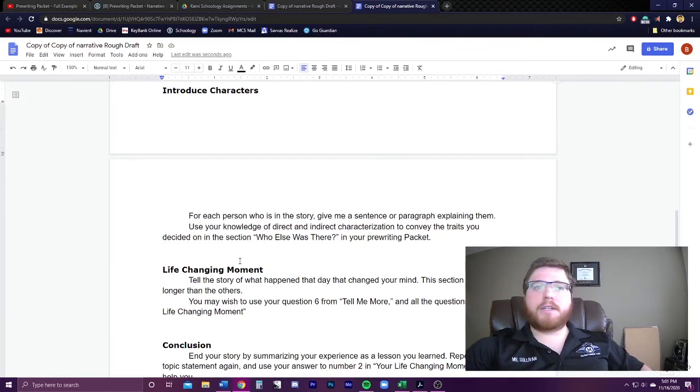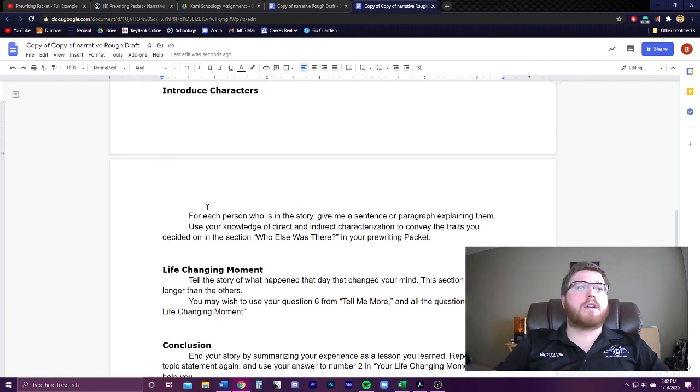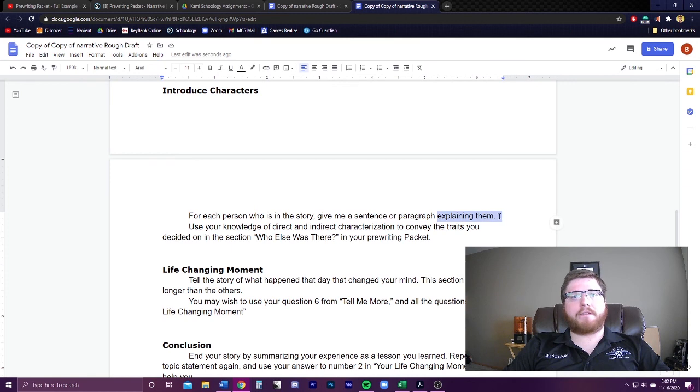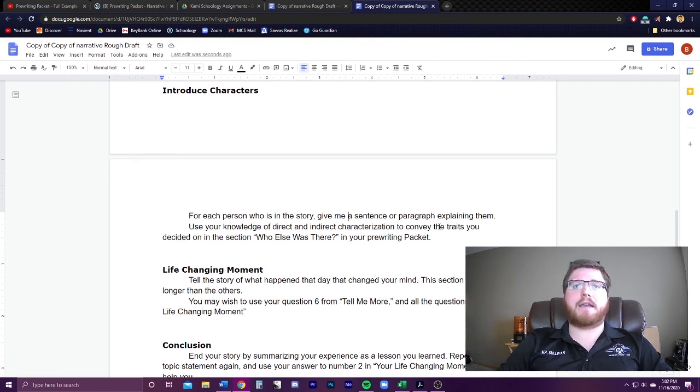Our next section is introducing characters. And it says, for each person who is in this story, give me a sentence or a paragraph explaining them. Now, if you don't want to write a lot, one sentence is fine. If you have a lot to say about one person, then I would put it in a different paragraph from the other person. If you don't have a lot to say about them, then you can keep them next to each other.